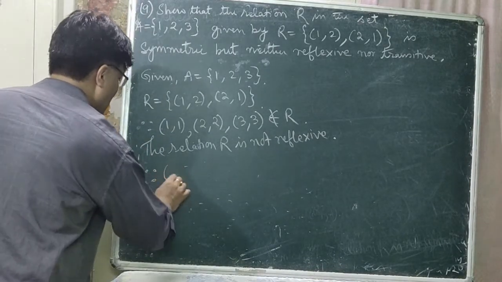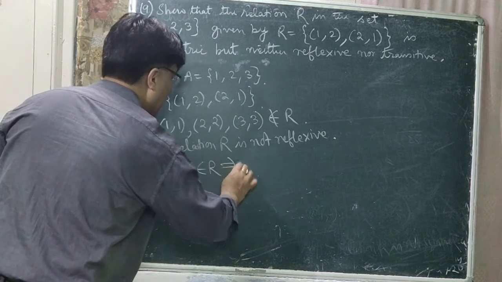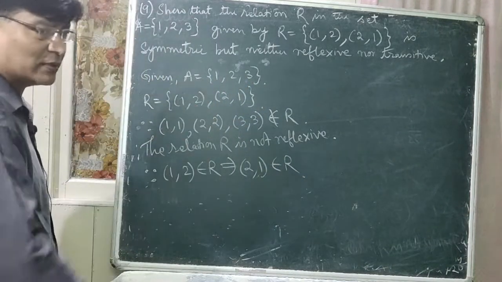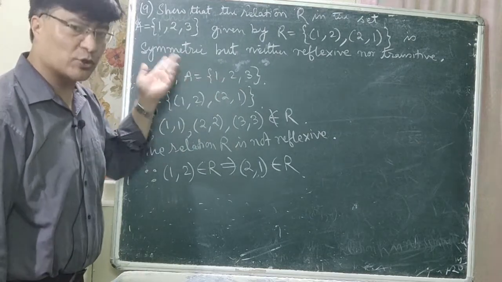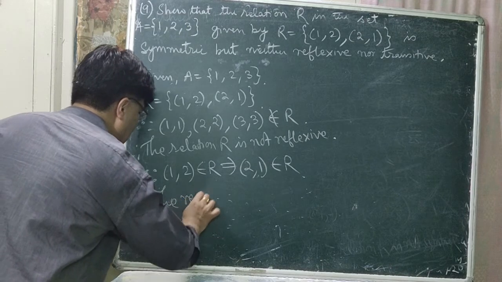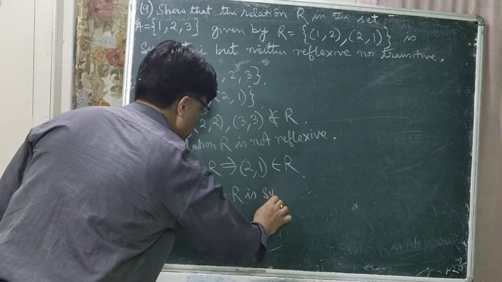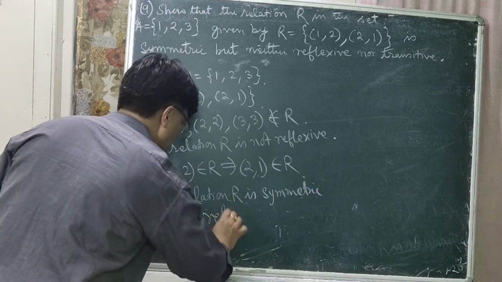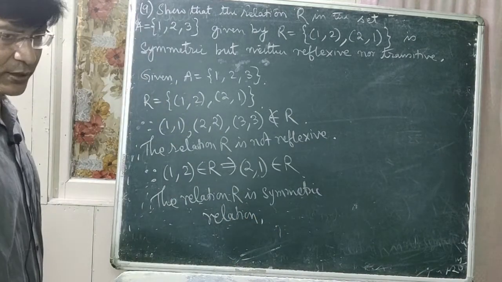So next, since (1, 2) belongs to the relation R, it implies that (2, 1) belongs to the relation R, so it is symmetric. (1, 2) reversed, (2, 1) is also there, so it is a symmetric relation. So therefore the relation R is a symmetric relation.